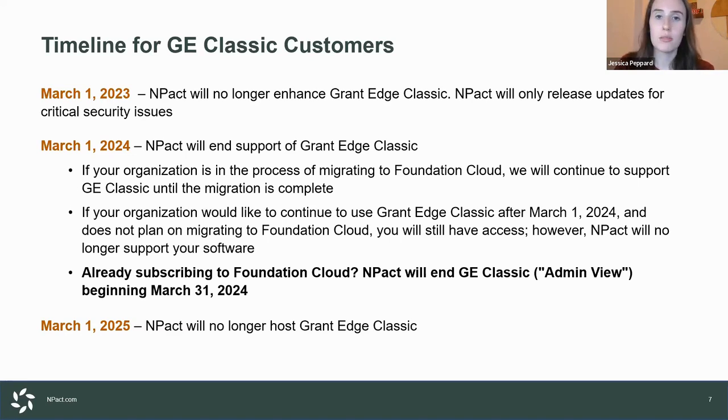Please know, if you are in the process of migrating to Foundation Cloud, we will continue to support you through your migration. If you are already a Foundation Cloud customer, Admin View will go away at the end of March in 2024. This link goes away and Citrix logins will be disabled. If Impact is hosting your GE Classic and you're not moving to Foundation Cloud, we will continue to host your on-prem until March 1st, 2025. If you want to continue to use your on-prem instance beyond that, reach out to Amy Strom regarding a separate license. Sunsetting this older product allows our team to focus on growing and enhancing our products to help you grow your organization.